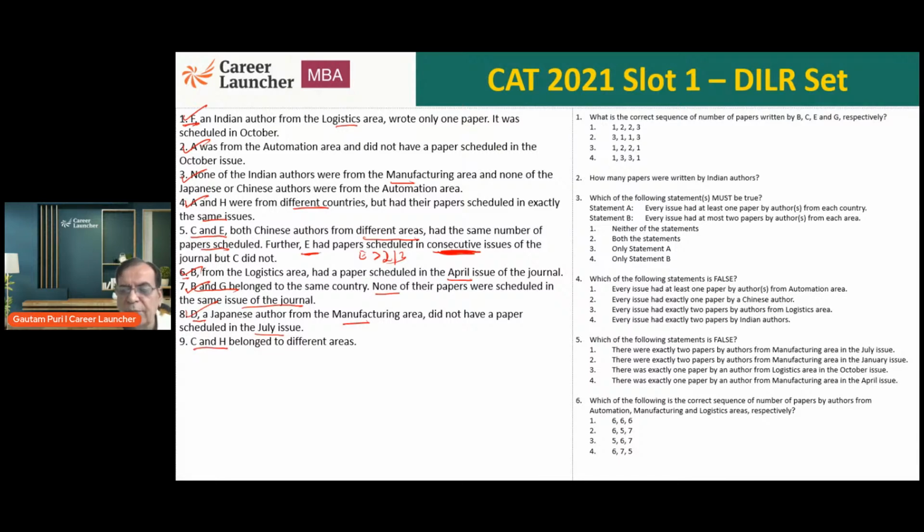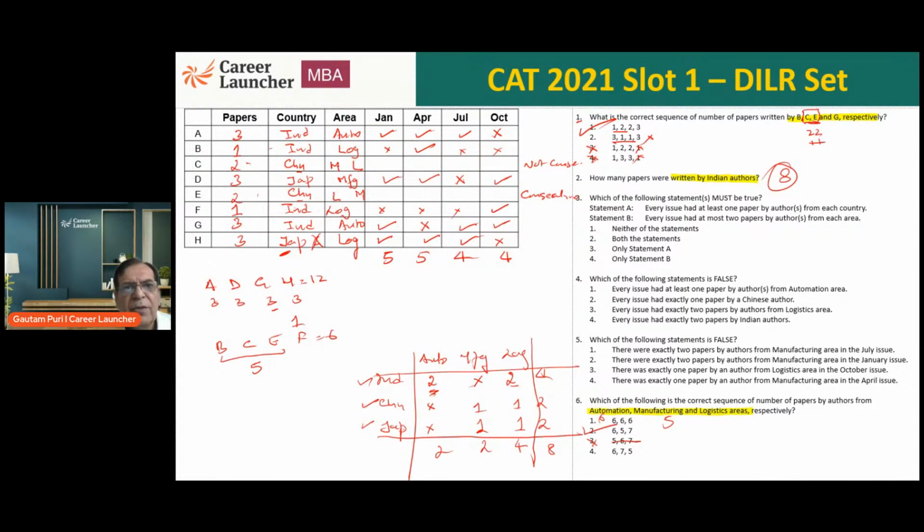C and H belong to different areas. C is which area? C is manufacturing or logistics. H is logistics. If H is logistics, C will have to be manufacturing. So I can remove this and call this manufacturing. And C and E were again different areas, the 2 Chinese. So if C is from manufacturing, E will be from logistics.